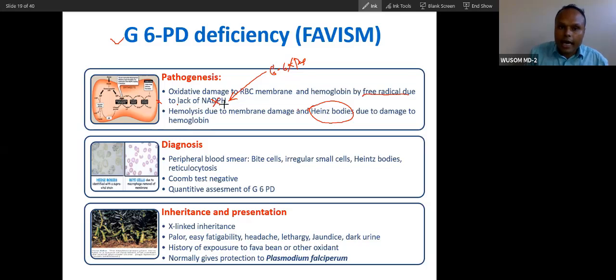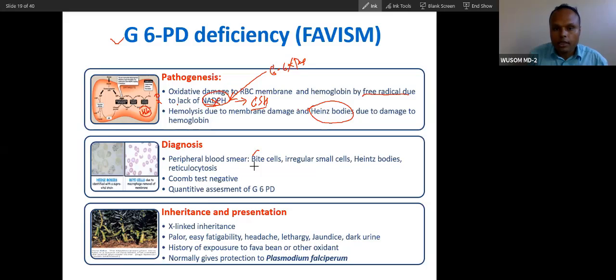Now this NADPH not only protects the membrane, but also protects the hemoglobin inside. So RBC has a very high amount of production of NADPH and glutathione. So glutathione and NADPH are very high. That is required to protect the membrane plus hemoglobin. Now, how would you diagnose this condition?